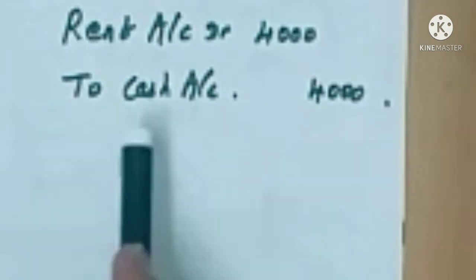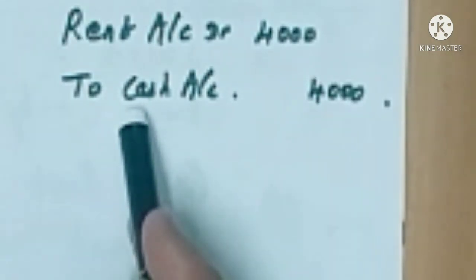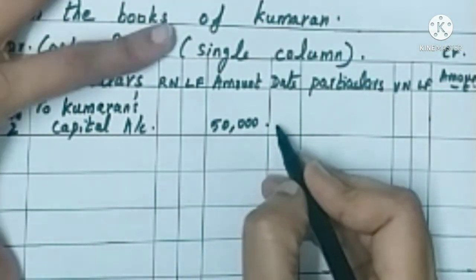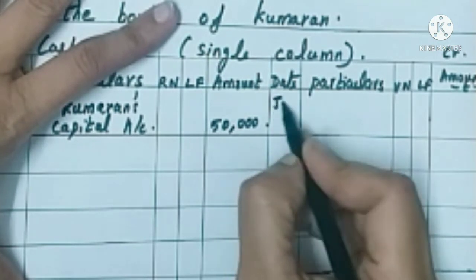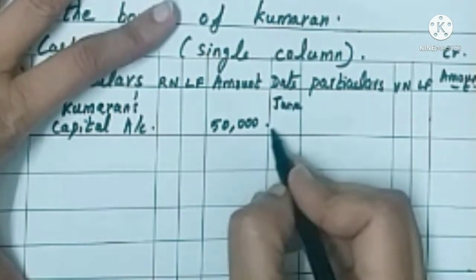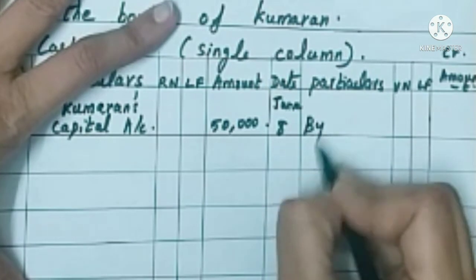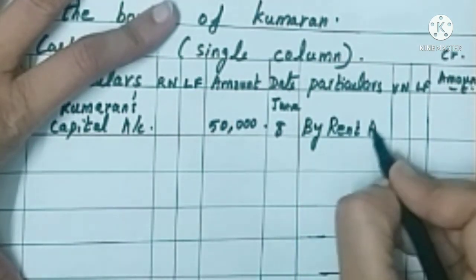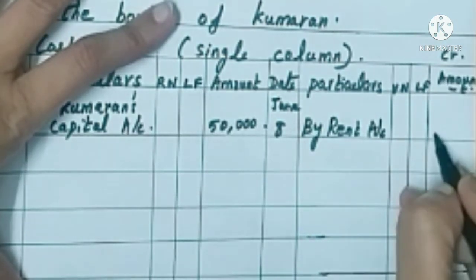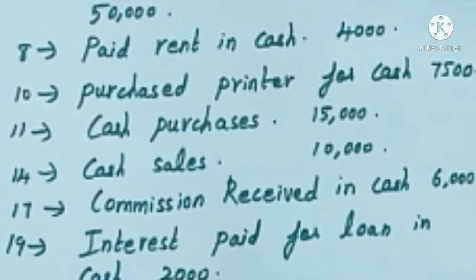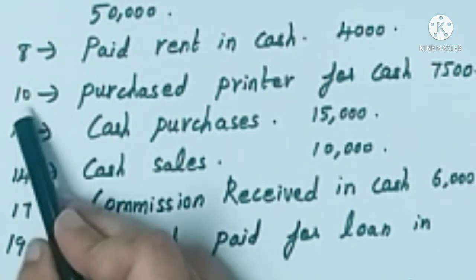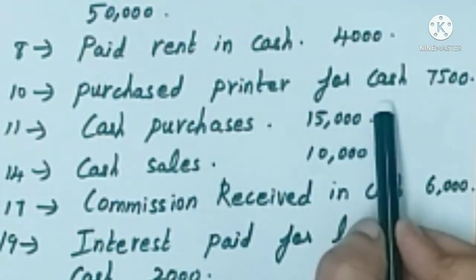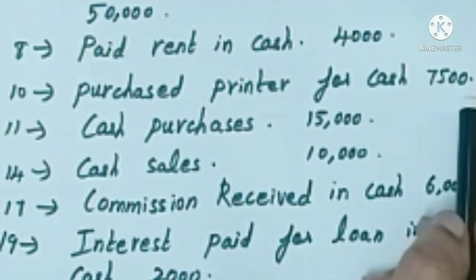Okay, let's see how to pass this entry in the cash book now. So, date of the transaction is June 8, by rent account. Amount is rupees 4,000. Okay, the next transaction is on June 10. Purchased printer for cash rupees 7,500.